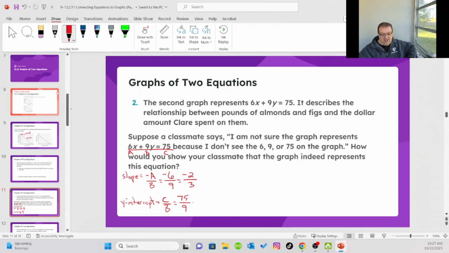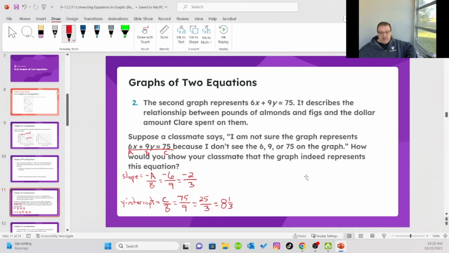If we divide the top by 3, we get 25. And if I divide the bottom by 3, I get 3. This can be written as a mixed fraction of 8 and 1/3.